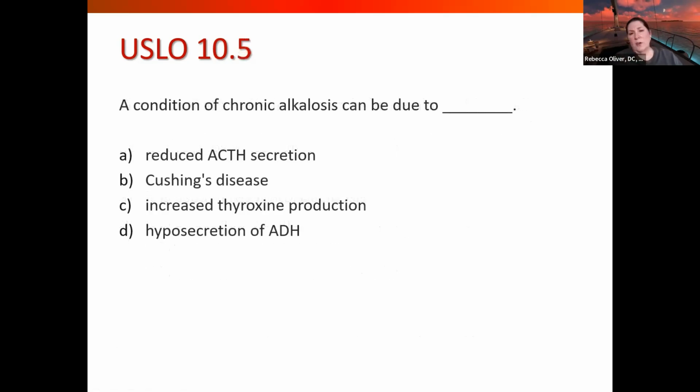A condition of chronic alkalosis can be due to, so we're chronically high in our pH. Is it because we have reduced ACTH secretion coming from the anterior pituitary? Is it because we have Cushing's disease and something weird's happening with our aldosterone? Is it because we have an increase in thyroxine production? Or is it because we have hyposecretion of ADH? Let's see what the answer is. So Cushing's disease. Cushing's disease can lead us down the path of alkalosis, making us a little bit too alkaline.